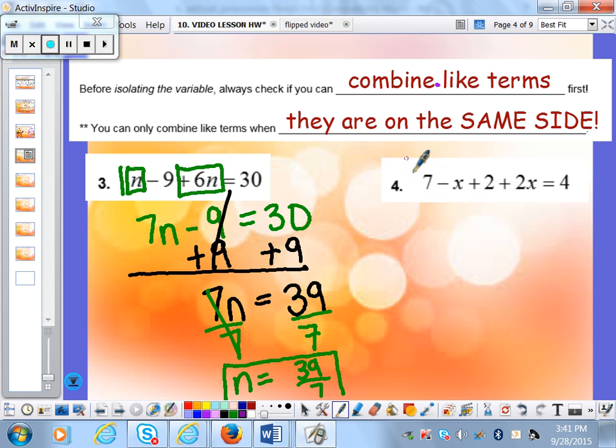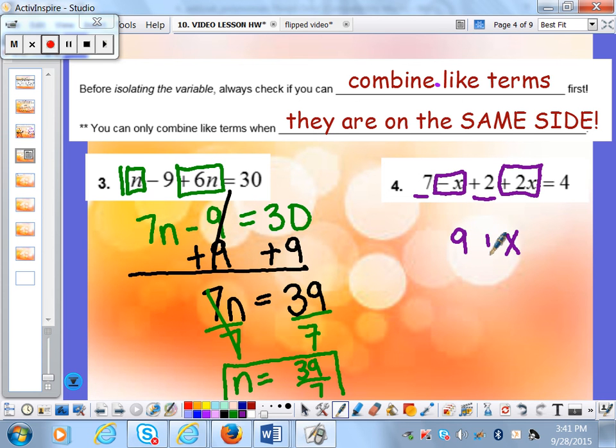The next one, number 4. Looking for like terms. So I see a negative x, or a negative 1x, and a positive 2x. That is going to combine to a positive 1x, or I can just write x. Now notice, I also have 7 and positive 2 on this side. Since they are on the same side of the equal sign, and they're both constants, or numbers, I can combine those as well, and I get positive 9.